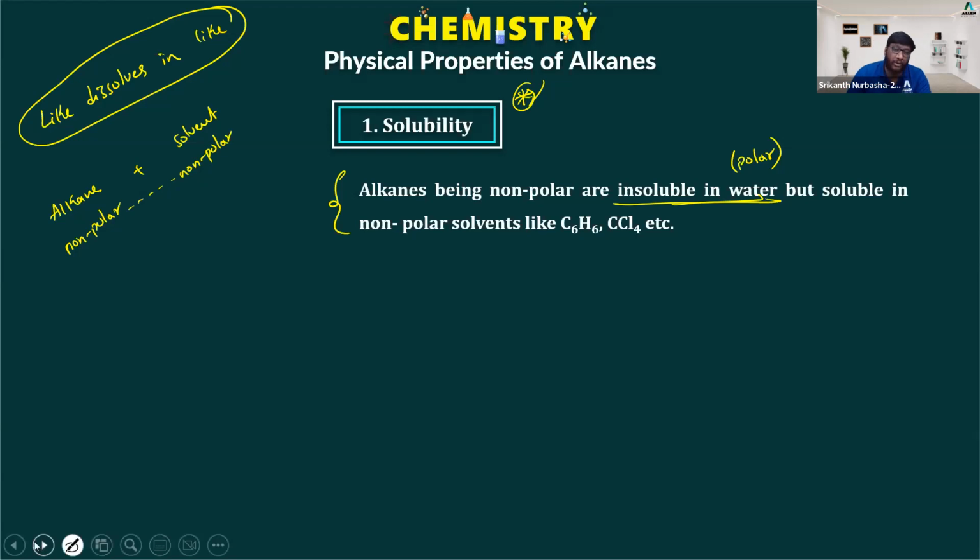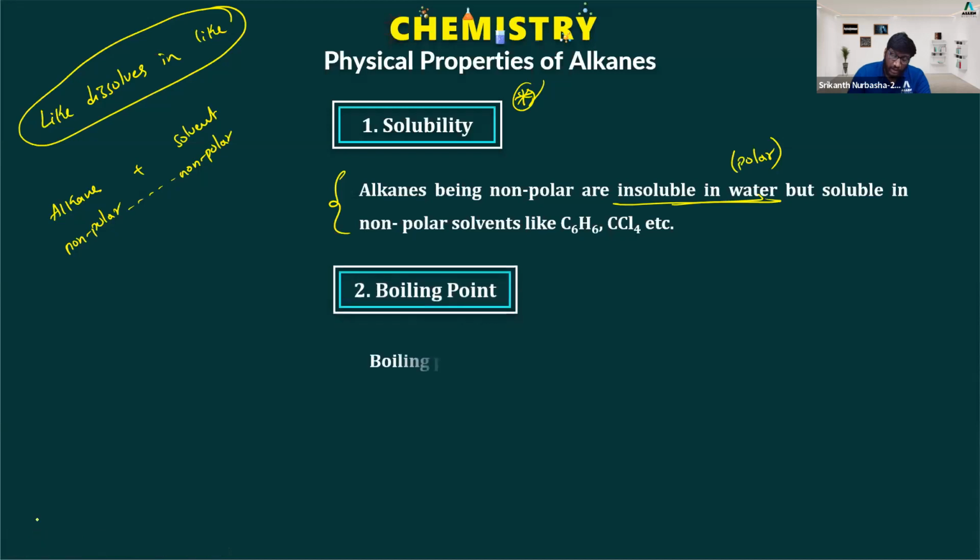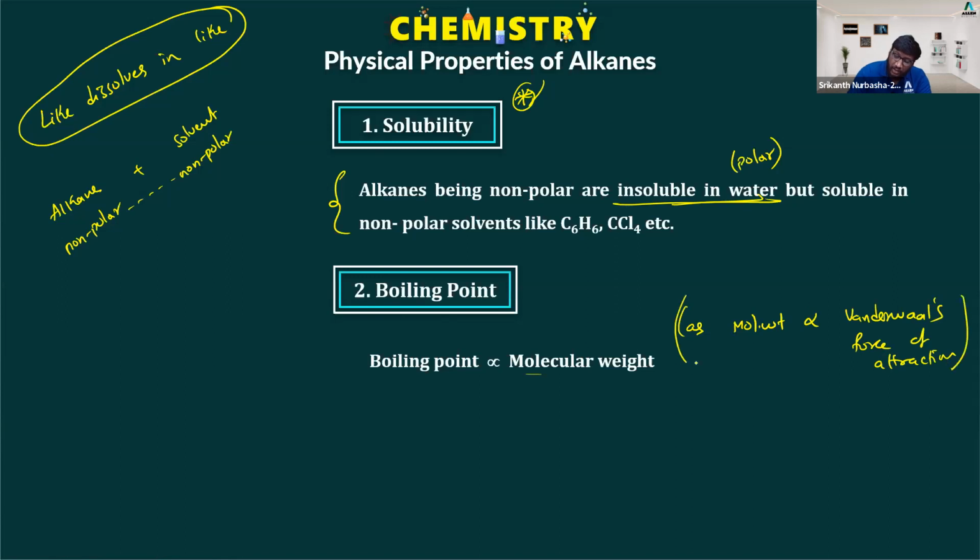And if you look at boiling points, boiling point is directly proportional to what? Molecular weight. If you are talking about different types of alkanes, methane, ethane, propane, butane and all, an increase in molecular weight increases the van der Waals force of attraction, as molecular weight is directly proportional to van der Waals force of attraction. So boiling point is directly proportional to molecular weight. As molecular weight increases, van der Waals force of attraction increases.